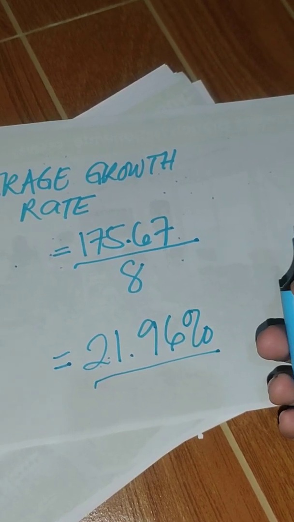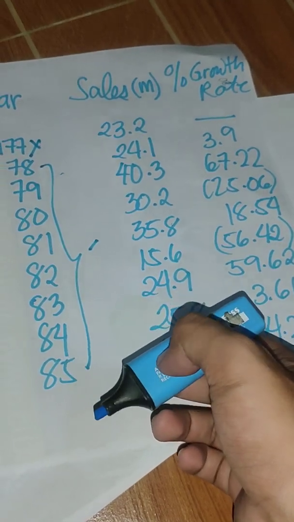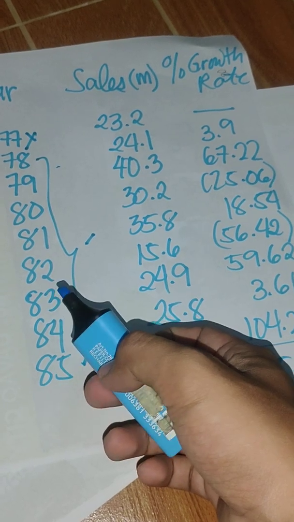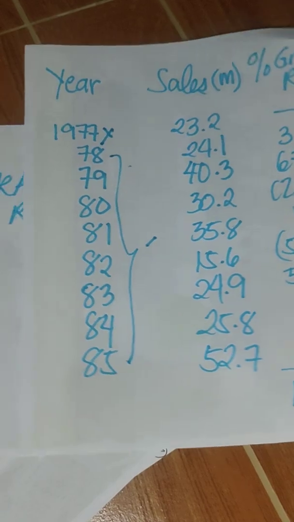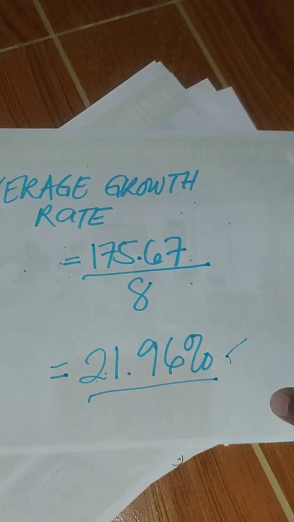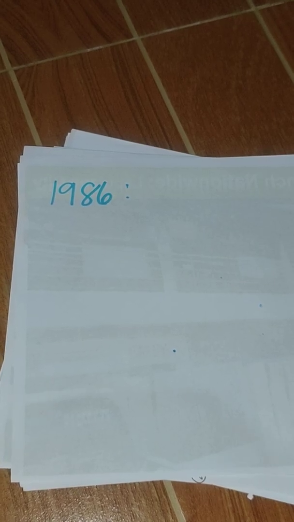So, for example, from 1985 to the other year, 1986, the expected growth rate is 21.96. So, let's try to solve now for 1986. For example, 1985, diba? So, how do we find 1986?